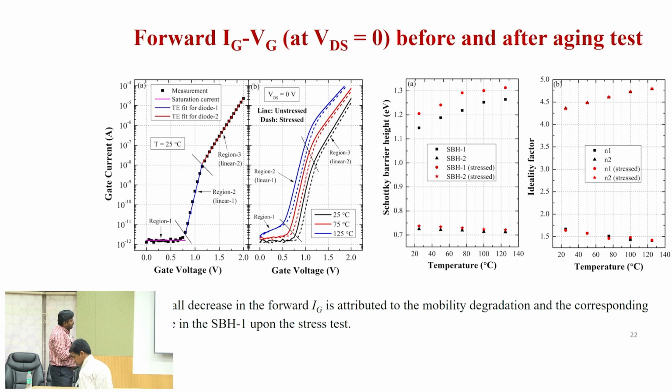And if you are seeing the gate current characteristics, there is a small reduction in the gate current, but anyhow it's not very significant. The small reduction in the gate current may be due to your mobility already being degraded, because it's a forward IV characteristic, and maybe your barrier height is slightly increased after the stress effect. So because of that, your forward current may decrease.